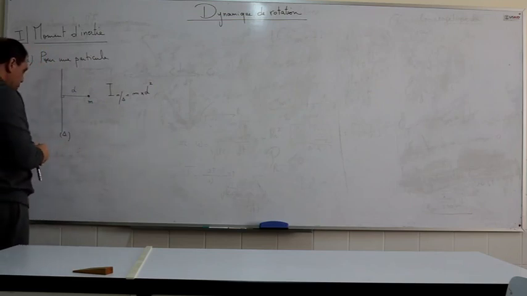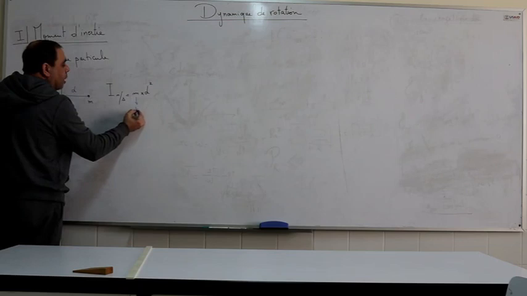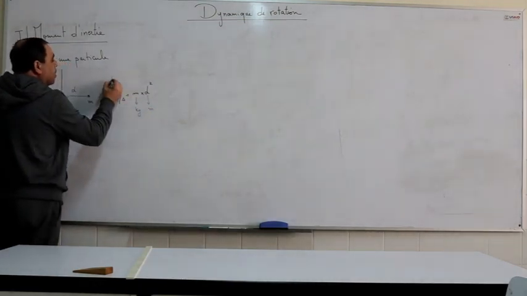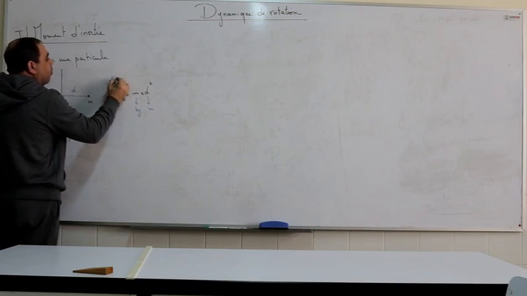So what is the unit of this moment of inertia? m is expressed in kilograms in the SI, and the distance is expressed in meters. And as a result, I is expressed in kilogram times meters squared.